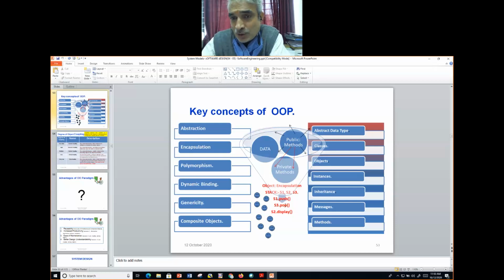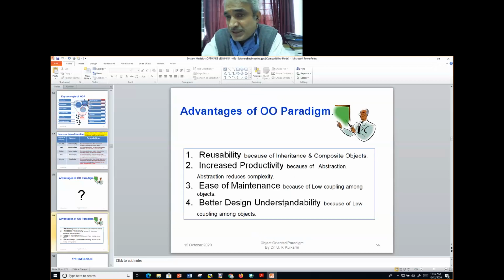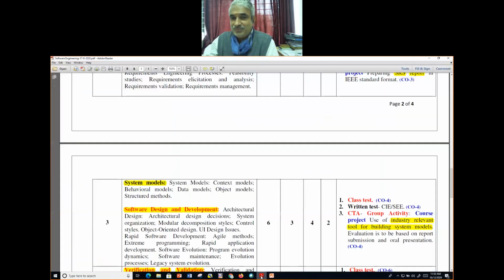And there we said, what are the advantages of object orientation? Please remember, there are 4 important advantages of the object-oriented paradigm. I wanted you to refer only to this, no other textbook, no other explanation, right? There are 4 which I have identified. One is reusability. This reusability is because of inheritance and composite objects. Is it clear? Yes, sir. Please look into that.